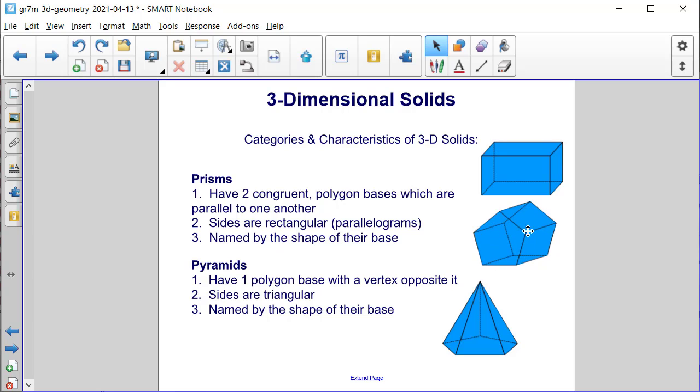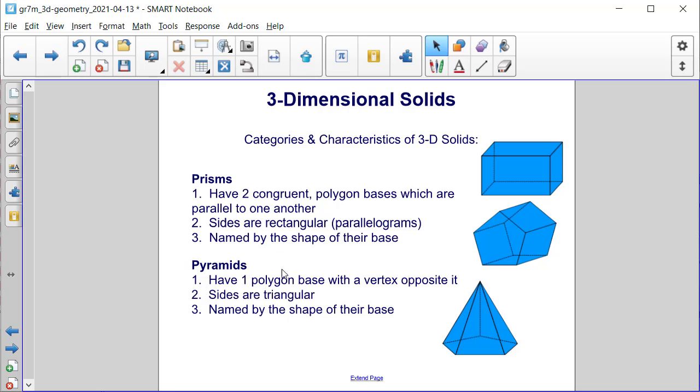Its 2 bases are pentagons, and then the rest of the faces are rectangles or parallelograms, since a rectangle is considered to be a parallelogram. And it is named by the shape of its base. So again, this first one had a rectangular base, so it's called a rectangular prism. Whereas this one has 2 pentagons as its bases, so it's called a pentagonal prism.